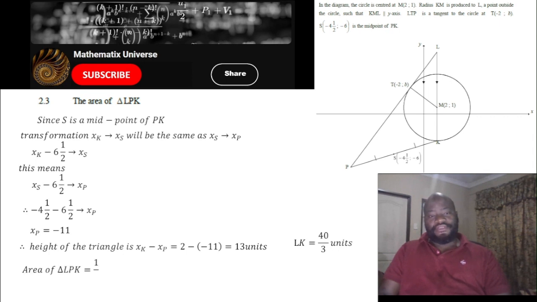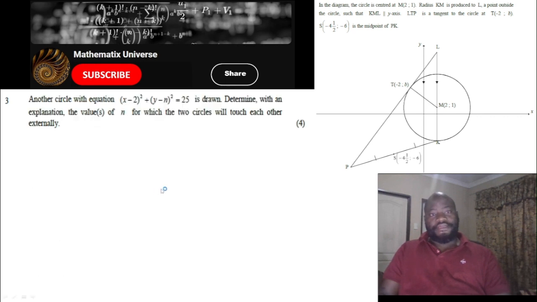And then now we can calculate the area because we have the height and the base. And this works out to be 260 over 3 square units, which is approximately 86.67 square units. Right. Next question.